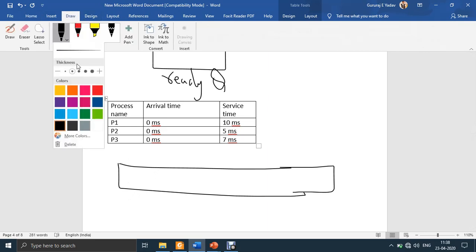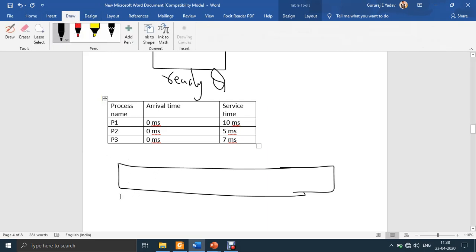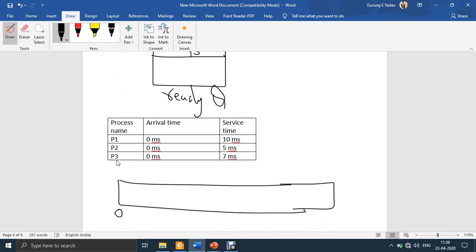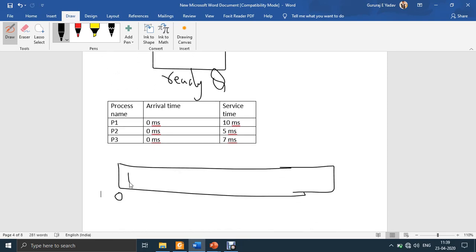You have to give the chance to P2 first to start its execution at 0 milliseconds. Why? Because it has the least estimated completion time among these 3 processes, P1, P2, P3, which are in the ready queue at that particular moment. So P2 will get the chance. I'll write it as P2 here. P2 will get its chance to execute at 0 milliseconds.